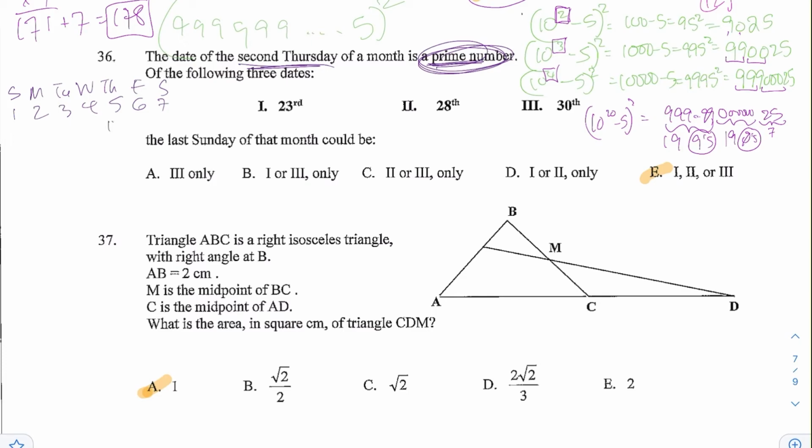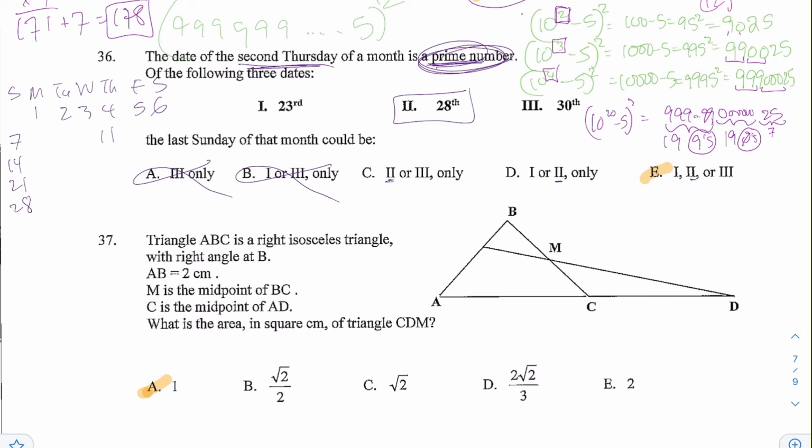So when you add 7, that would be 12. So that's not prime, so that doesn't work. So you just shift everything over. And when you add 7 to that Thursday, that would be 11. And 11 is prime, so this is definitely possible. You want to see the last Sunday. So the Sunday will be the 7th. Then you have the 14th, 21st, 28th. So the 28th could be the last Sunday, so 2 could be true. So you eliminate choice A, eliminate choice B, because it must have a 2 in it.